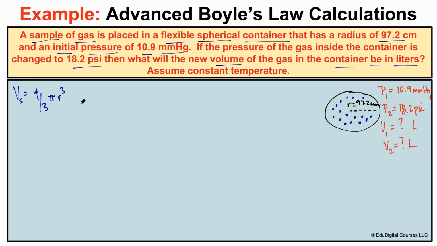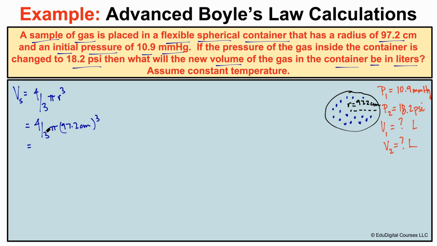So we can figure out what the volume of this sphere is. If we figure out the volume of the sphere, that's going to be our initial volume of the gas that is in this spherical container. So let's go ahead and figure out what the volume of this sphere is. We're going to take 4/3 times pi times the radius, which it tells us right here is 97.2 centimeters, and we're going to cube that.